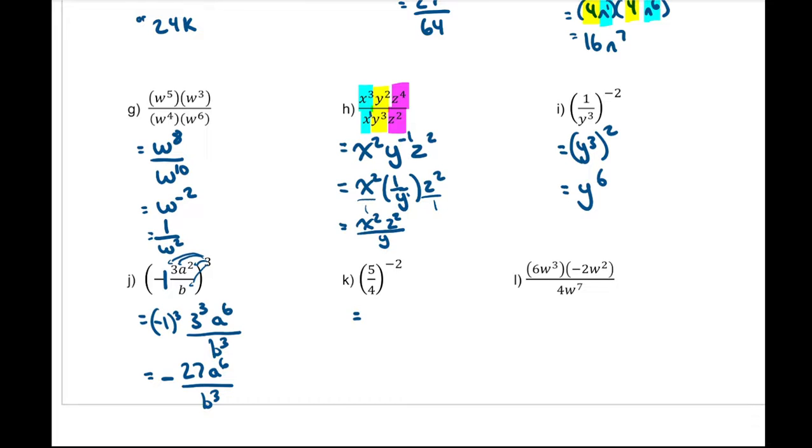For k, now I have an actual fraction with a negative exponent. In order to get a positive exponent, I flip my fraction, so it becomes 4 over 5 to the power of positive 2. But again, we need to keep in mind that this exponent 2 applies now both to the 4 and the 5, even though it was the same thing before. So you could say 4 to the power of 2 divided by 5 to the power of 2, and then you could simplify to 16 over 25.